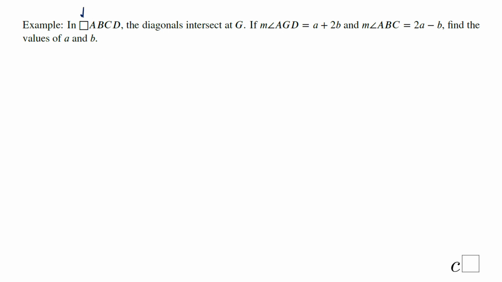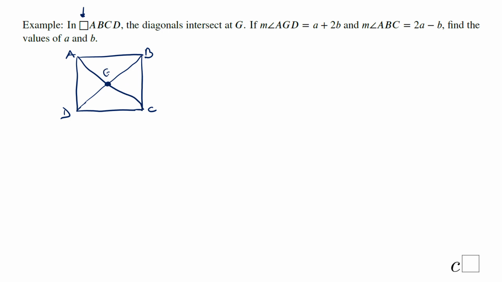We can see that here the diagonals intersect at G. So I will suggest you make a picture. Maybe it's going to help us understand a little bit more what this problem is about. A, B, C, D, and the diagonals intersect at G, right here. That is G.